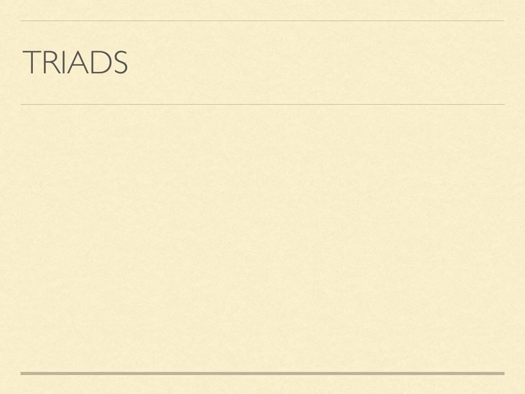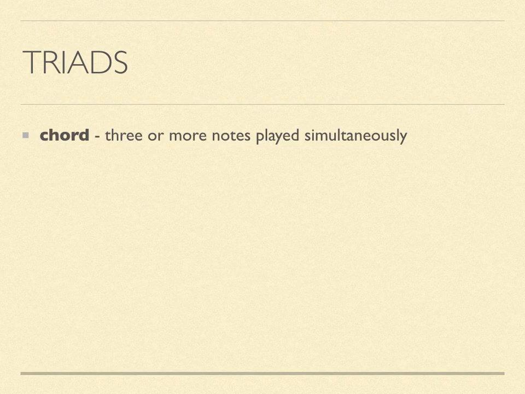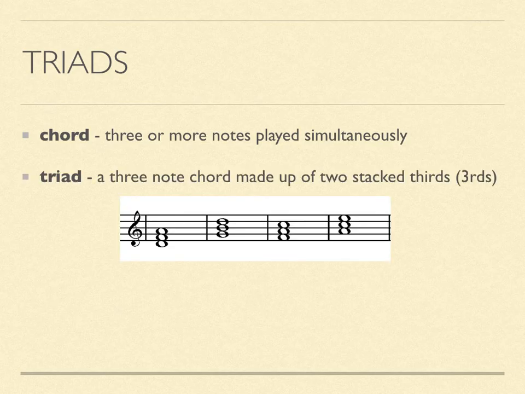Today, we're going to learn about triads. First, we'll define the term chord. A chord is 3 or more notes played simultaneously. A triad is a 3-note chord made up of 2 stacked thirds.